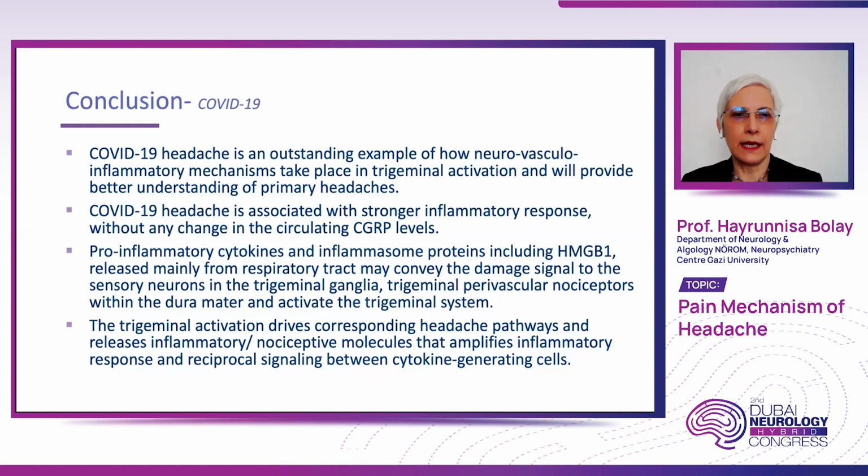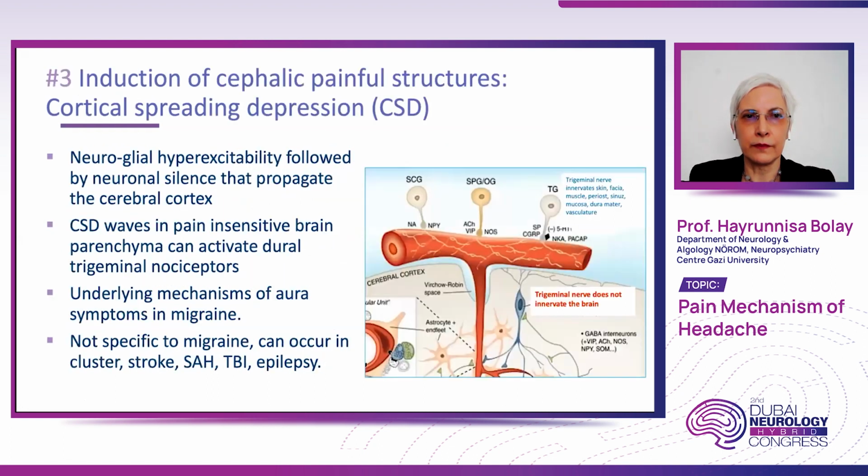And we can assume that pro-inflammatory cytokines and inflammatory proteins, including HMGB1, mainly released from respiratory tract cells, may convey the damage signals to the sensory neurons in the trigeminal ganglia and trigeminal perivascular nociceptors within the dura mater, and they activate the trigeminal system. And therefore, I think there is a good reciprocal signaling between cytokine-generating cells and trigeminal neurons.